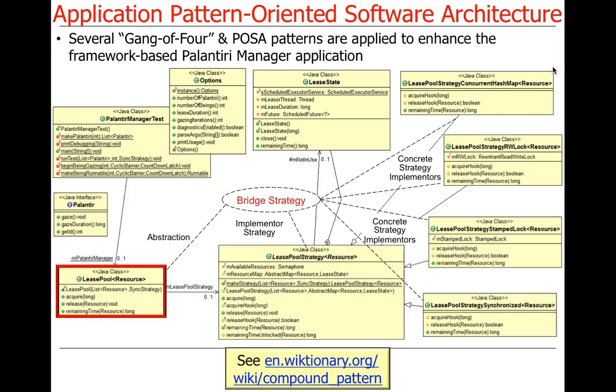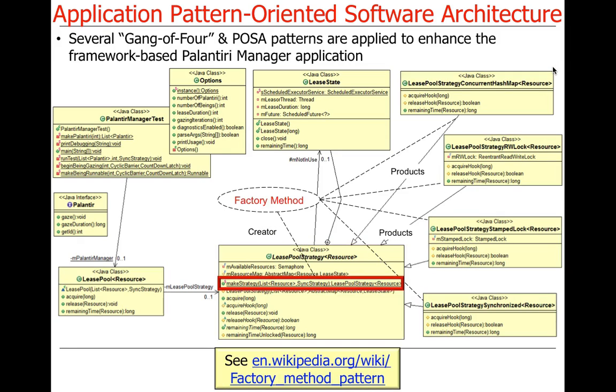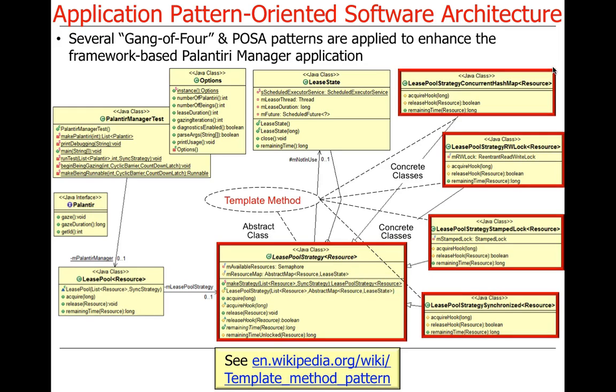And oftentimes, if you recall in 251, we talked about something called pattern compounds, sometimes known as compound patterns. Pattern compounds are groups of patterns, typically two, that are combined together so frequently it pays to give them a name of their own. So bridge strategy is a very common pattern compound, and we're going to use it here. We're going to get the bridge part to be the stable interface, and the strategy part to be able to plug and play different implementations without perturbing the interface. These things are created by factory methods, as we'll see. So the creator is the LeasePoolStrategy make strategy class, and the products are the things that it actually makes.